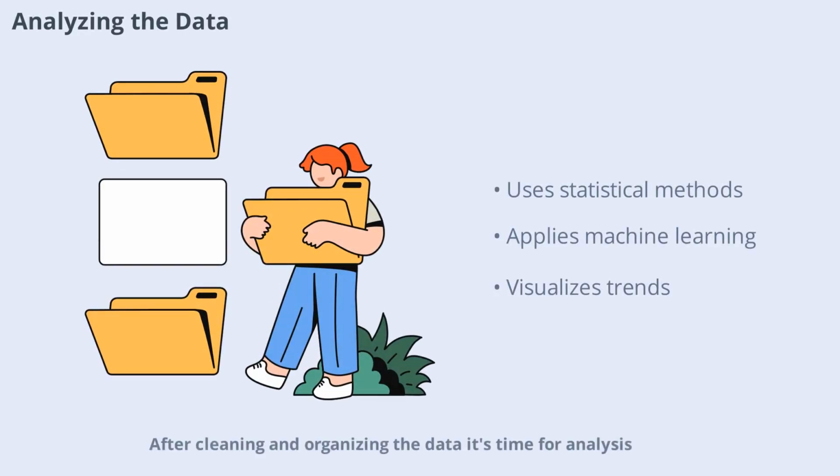After cleaning and organizing the data, it's time for analysis. This is where the real magic happens. Using statistical methods, machine learning, and visualization tools, analysts can uncover patterns, trends, and correlations. For example, you might discover which topics are trending on social media or which products are getting the most positive reviews. Analysis turns raw data into actionable insights that drive decision-making.